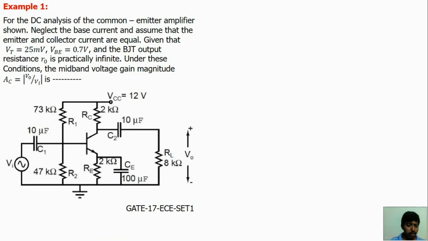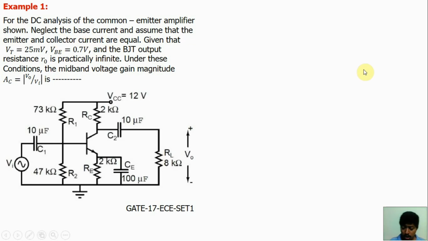This first question was asked in GATE 17 EC examinations. The objective of this question is we have to find the midband voltage gain. Voltage gain calculation means definitely it's a small signal analysis concept. Here thermal voltage is given 25 millivolt. VBE, this is DC parameter, base emitter voltage is given 0.7. We have to assume that here base current is negligible. For the DC analysis, base current is 0. So DC current value capital IB is equal to 0, not small ib. Capital IE is equal to capital IC.